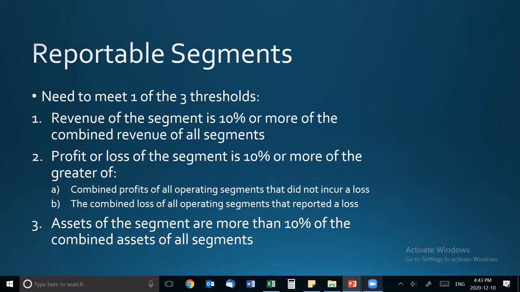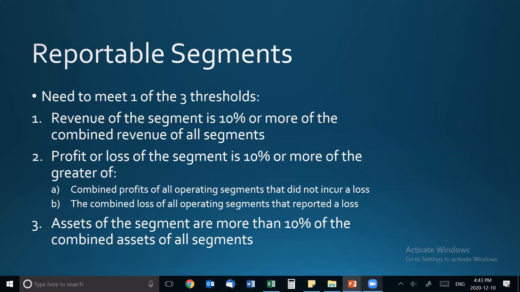The second threshold is if the profit or loss of the segment is 10% or more of the greater of the combined profits of all operating segments that do not incur a loss, or the combined loss of all the operating segments that report a loss. So what you have to do is add up all the profits of all the segments that have a profit, then add up all the losses of all the segments that have a loss, figure out which total is greater, and then use 10% of that total to see if it meets the threshold.